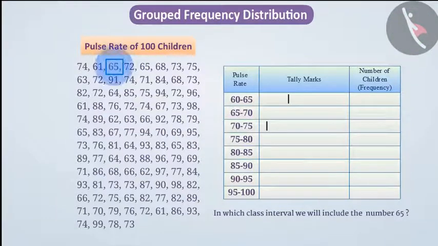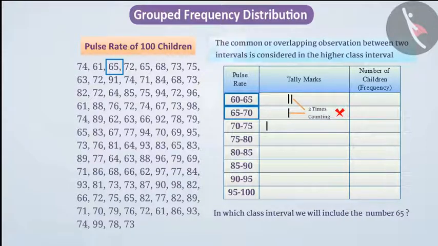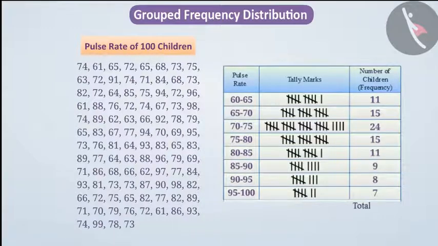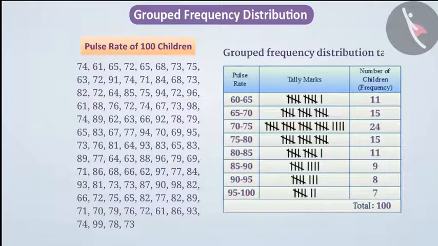Here we see that the number 65 can be included in these two groups, 60 to 65 and 65 to 70. But if it is included in both, then it will be counted twice, which is wrong. To avoid this, we follow a convention. The common or overlapping observation between two intervals is considered in the higher class interval. In this way, we will include 65 in the 65 to 70 class interval. Similarly, we will group all the numbers. In this way, we will also get a grouped frequency distribution table here.